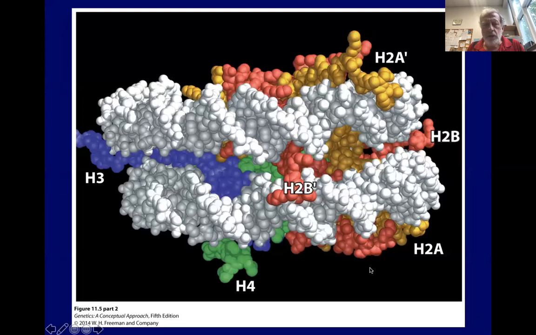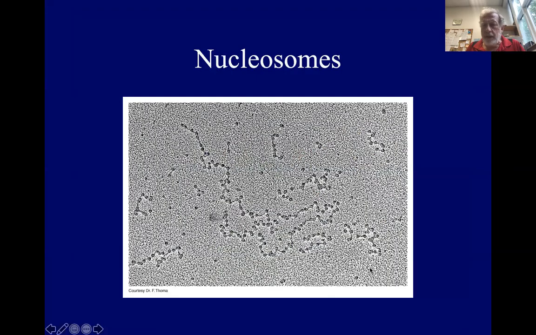Here's a close-up of a nucleosome with the DNA in white, and then the different histones making up that octamer shown. It's made of two histone 2As, two histone 2Bs, and a histone 3 in blue there, and a histone 4 in green. You just have to know what a nucleosome is and what histones are. You don't have to know the names of all the histones, though. Here's a photomicrograph of chromatin showing you the nucleosomes as little beads there.